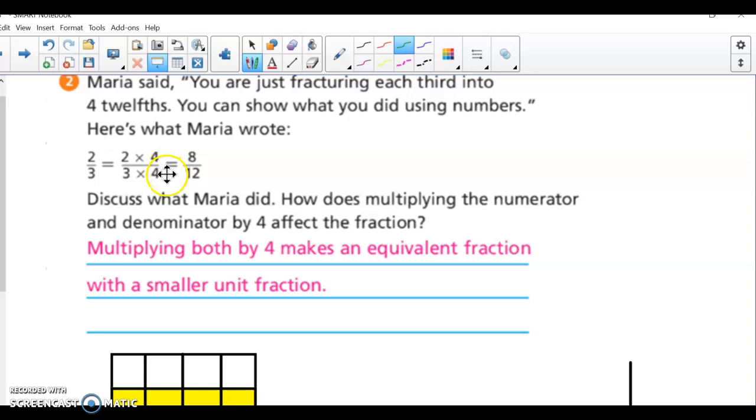And look here, 4/4. All I did was multiply the top by 4 and the bottom by 4. 4/4. Another way of thinking of that is that's one whole, or just 1.